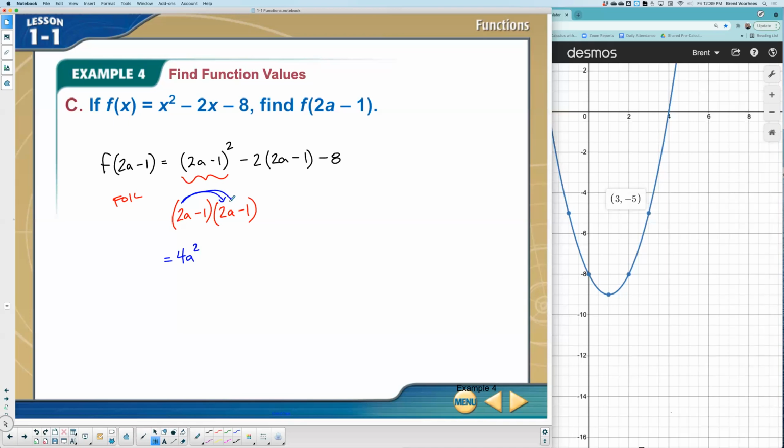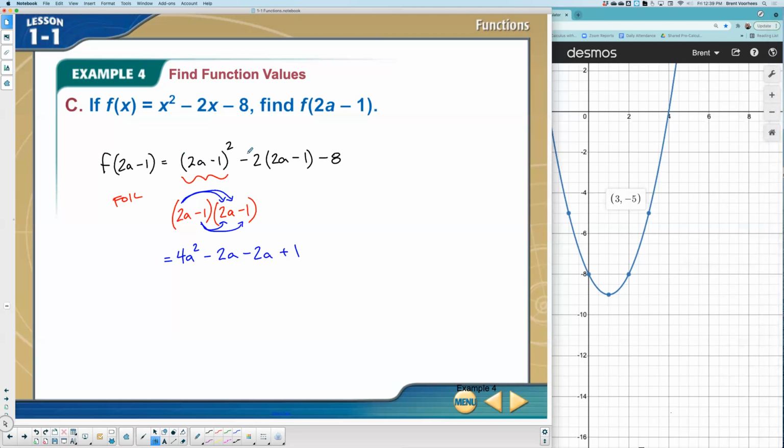What is 2a times a negative 1? This is the O. Outside times outside is negative 2a. Okay, what about the inside times inside? Negative 1 times 2a. Another negative 2a. And then negative 1 times negative 1. Positive 1. Okay, so that's this portion.